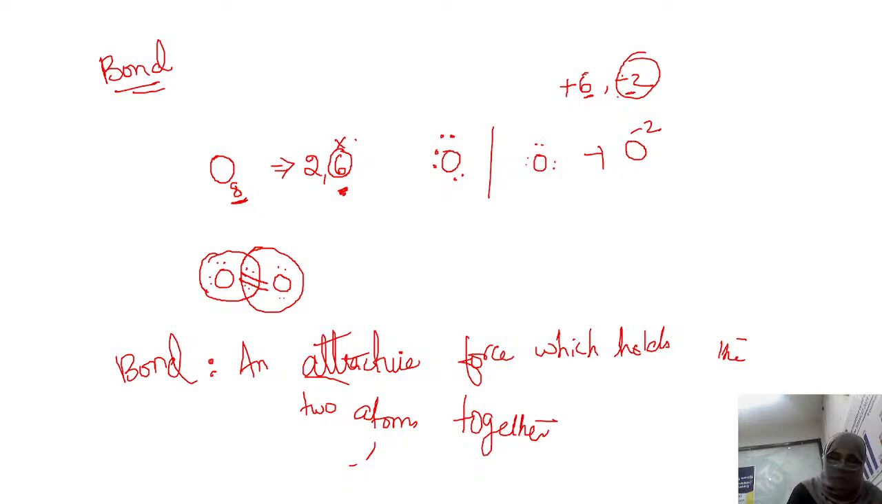Which one is easier? Obviously the thing which is quicker will be easier, right? Because accepting 2 will be easier than losing 6. Hence oxygen always gains 2 electrons, then only it will become stable octet configuration. So you will not find oxygen in the form of O, you will find oxygen in the form of O2, O minus 2, or any other forms in which oxygen is having 8 electrons.